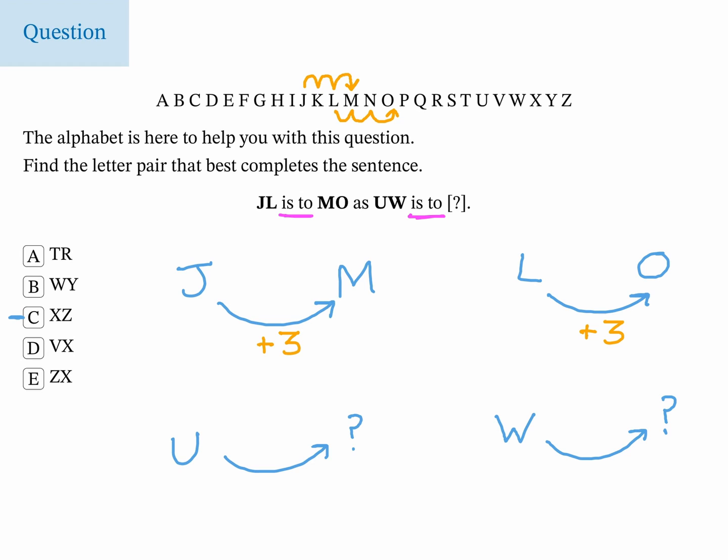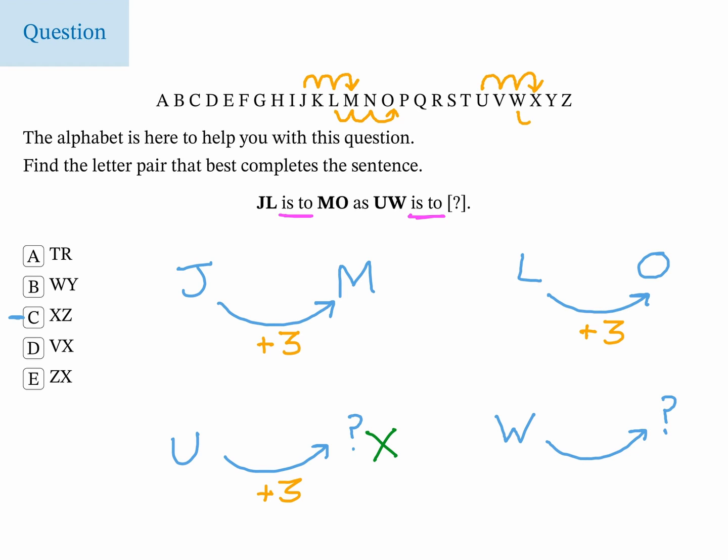We can now apply this exact same relationship to UW. So if we start at the letter U and shift forward through the alphabet by 3, we go 1, 2, 3. Okay, so we can now fill in this with the letter X. Now let's do the exact same thing starting with the letter W. So we start with the letter W and we're going to move forward through the alphabet by 3 letters.